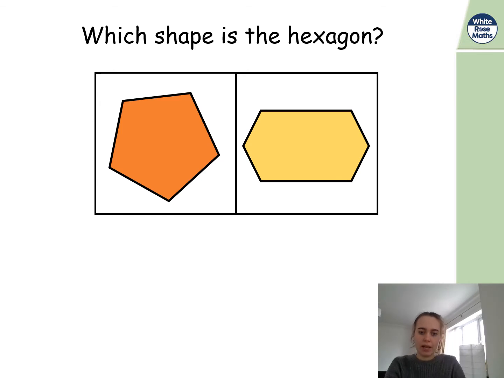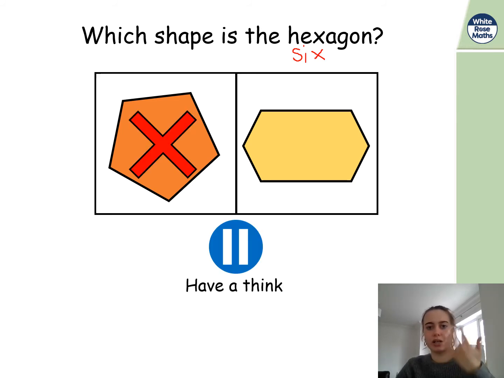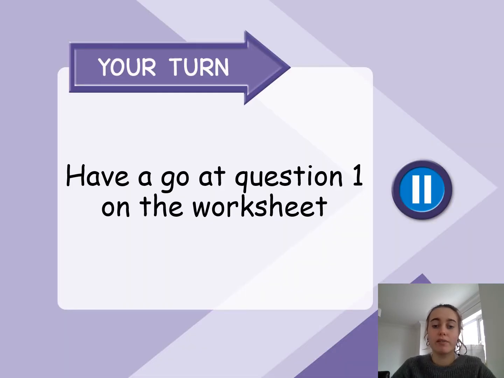So which shape here is a hexagon? Remember, the word 6 has a X sound in, so a hexagon has 6 sides. So which one is it? It's not that one, that's only got 5, so it's a pentagon. So it's that one, that has got 6 sides, so it's a hexagon. Well done if you got that right at home. So you can have a go now at question 1 on your worksheet if you'd like to. If not, carry on and you can have a go at the end.